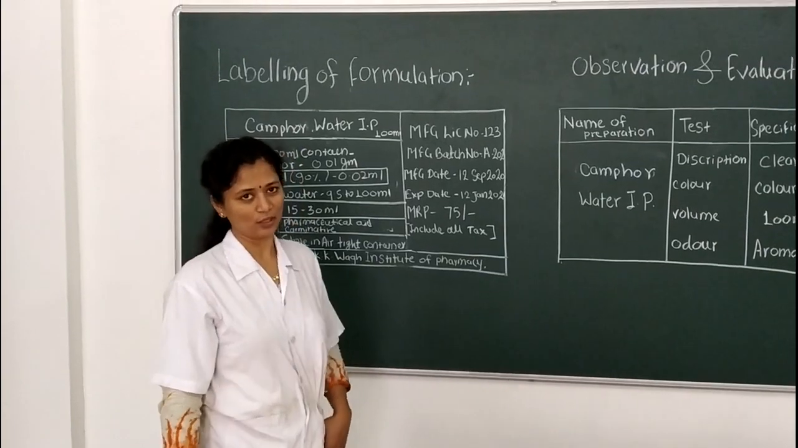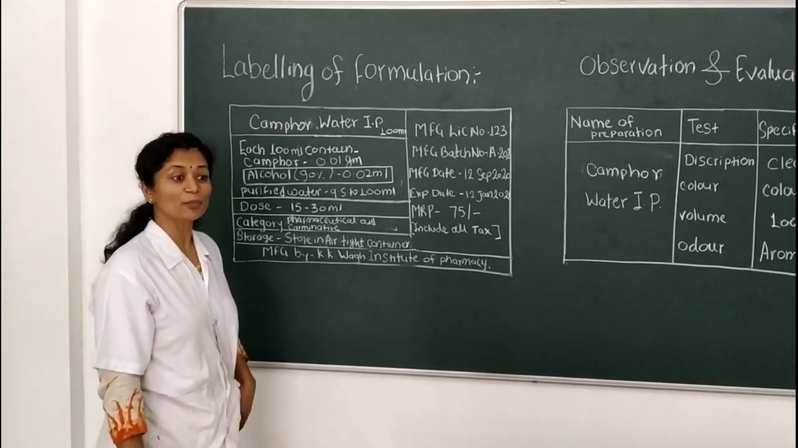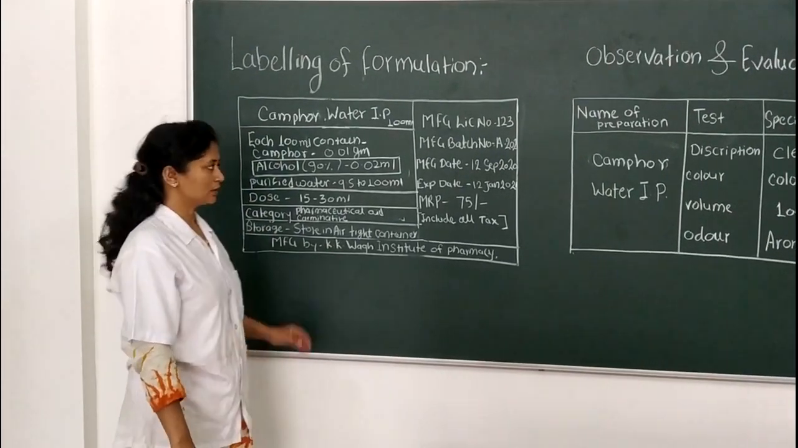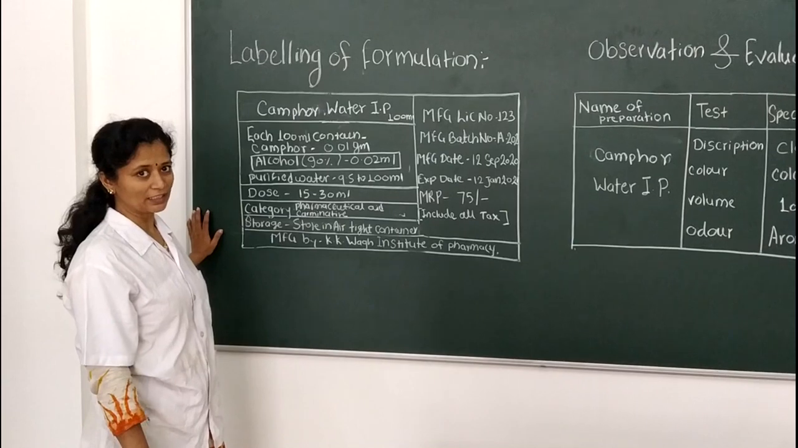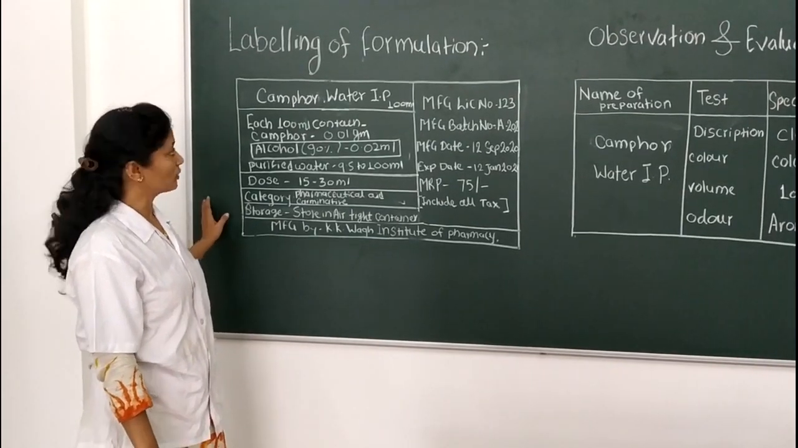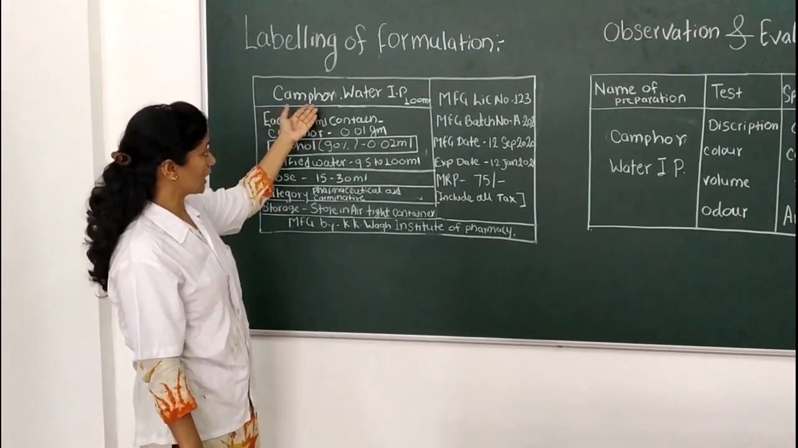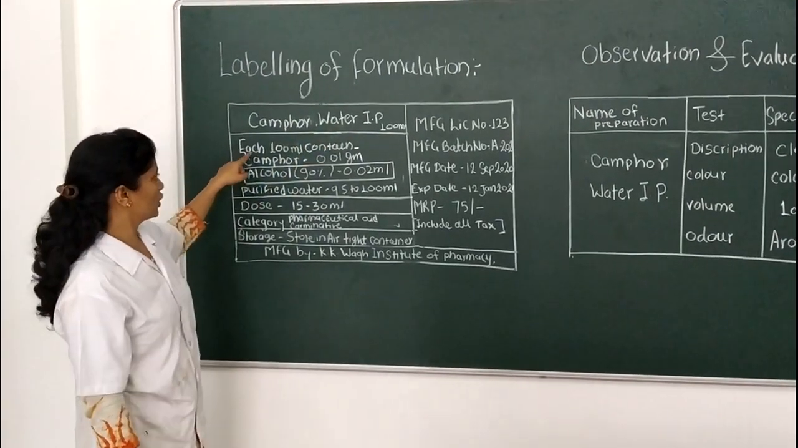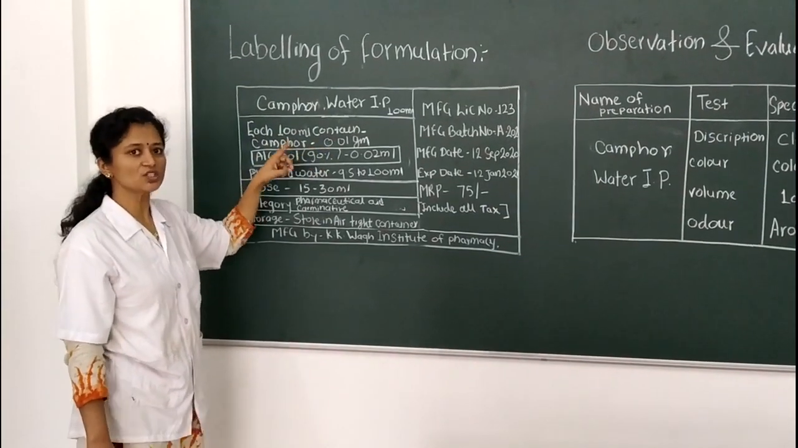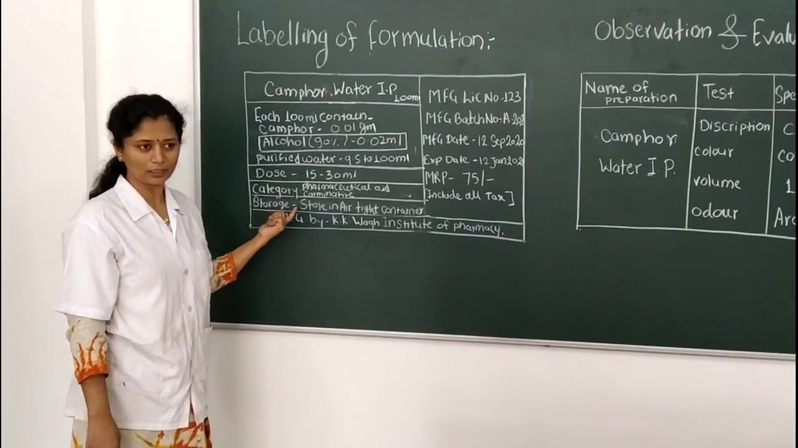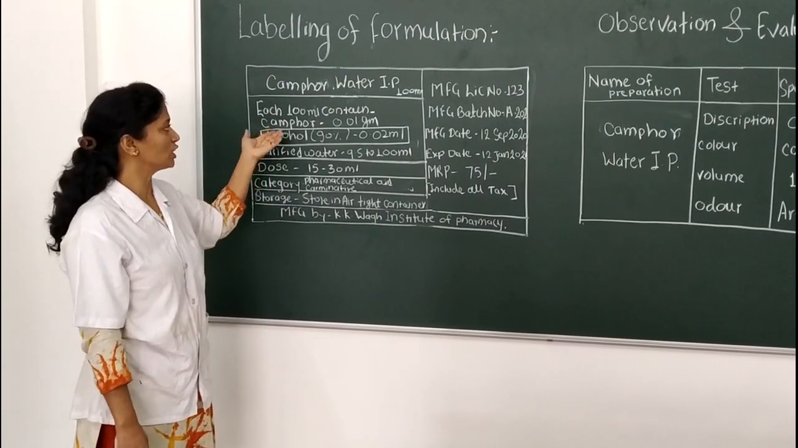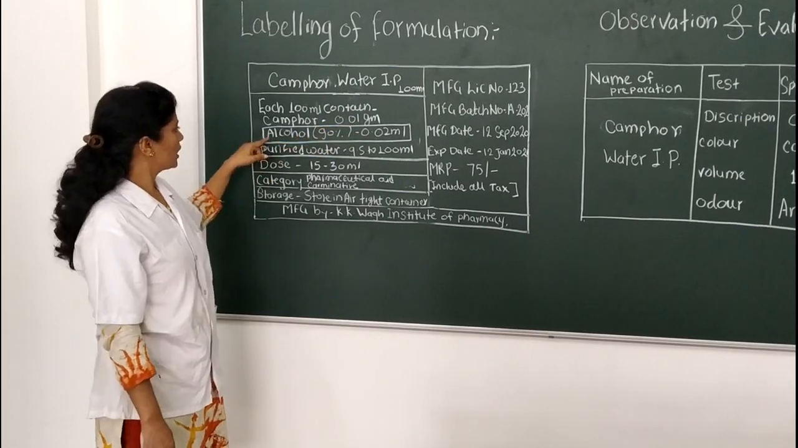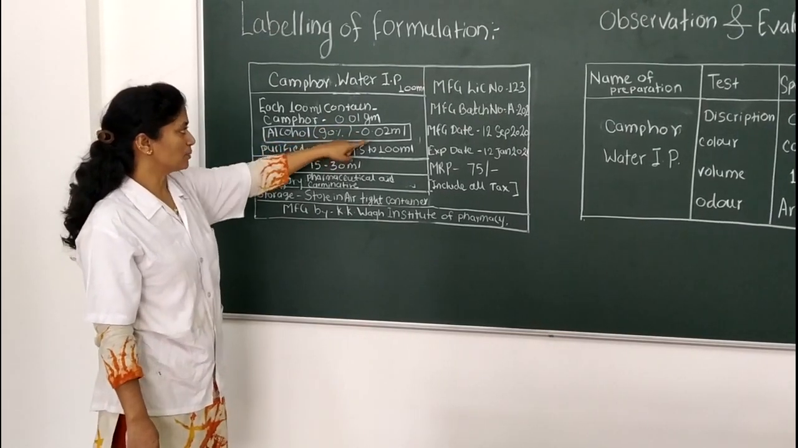After observation and evaluation, the next step of our experiment is the labeling of the formulation. This is the specimen copy of the label that we have prepared for camphor water. Firstly, we cover the name of our preparation, that is camphor water, and quantity 100 ml. Then you have to mention each 100 ml contains or each 10 ml contains. Here we mention each 100 ml contains camphor 0.01 gram, alcohol 90% 0.02 ml.